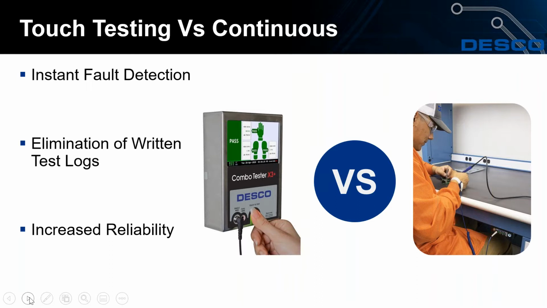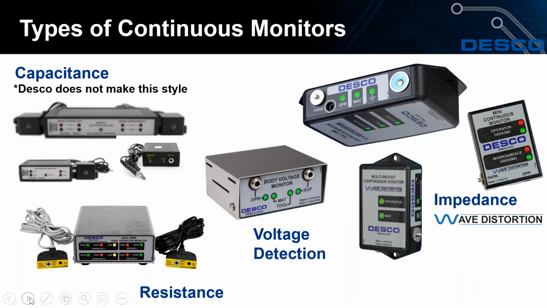And then obviously, when you're continuously monitoring, you've got a much greater increase in reliability. So I don't have to go back and wonder the next day if I have a problem with my product or something, or maybe a week or a month later, whether I had a broken wrist strap that day. So again, when you're continuously monitored, if something happens, that operator can stop work immediately and correct that problem. So there are a number of different types of continuous monitors on the market, different technologies.